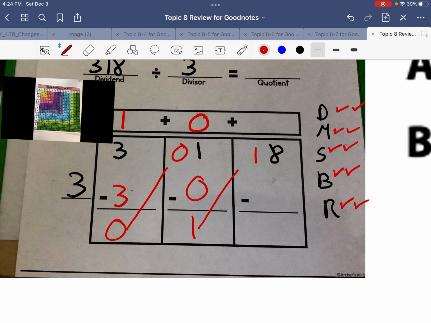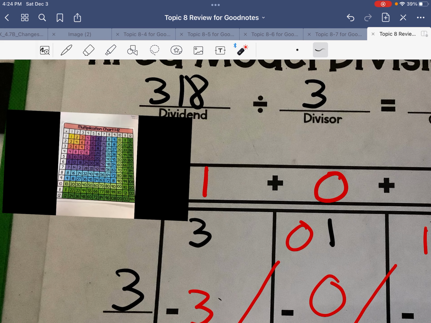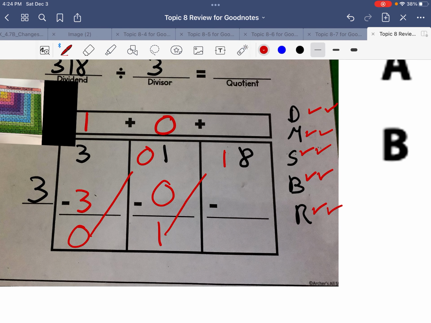I'm going to do rover start over and I go all the way back to divide again. So I ask myself how many times 3 can go into 18. So again, I'm going to look at my chart. I'm going to go into my 3's and I'm looking for 18 or less. 18 is right here. If I go up, I get 6. So that means 3 can go into 18 6 times.